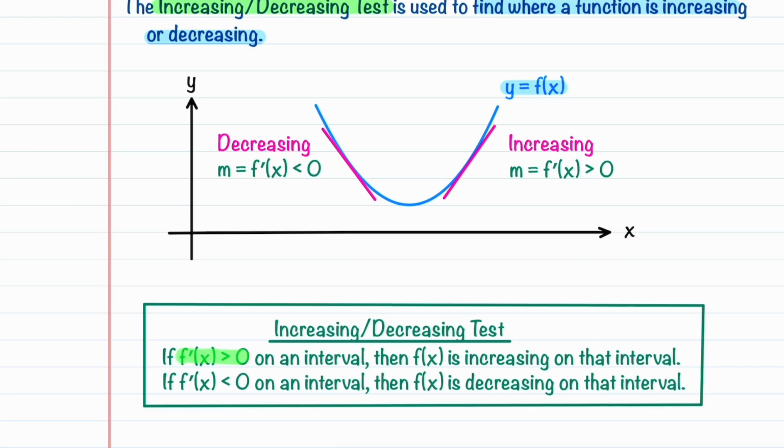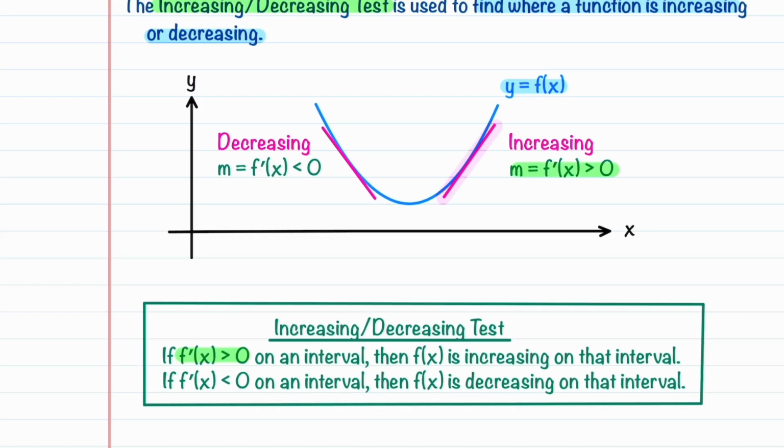If f prime of x is greater than 0, our function has a positive slope and it is increasing. If f prime of x is less than 0, such as on the left-hand side of our graph, the function has a negative slope and it is decreasing. Let's now walk through some examples.